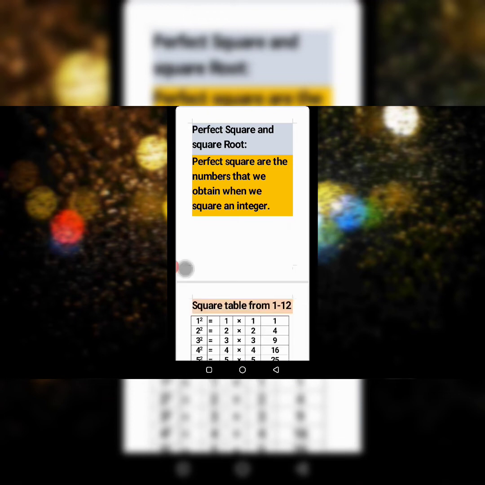There's a difference between a perfect square and a square root. So let's move towards the definition of a perfect square. What are perfect squares? Perfect squares are the numbers that we obtain when we square an integer. So what does this mean?